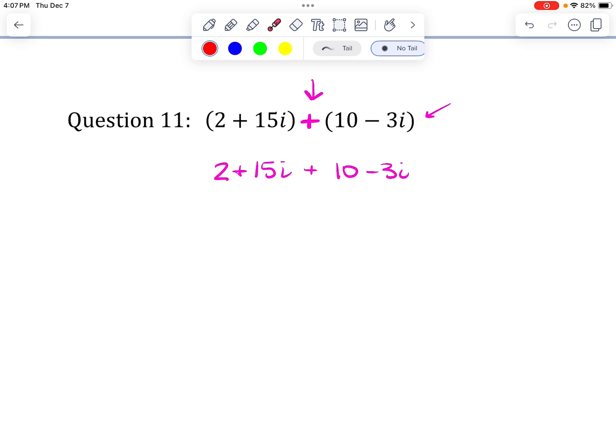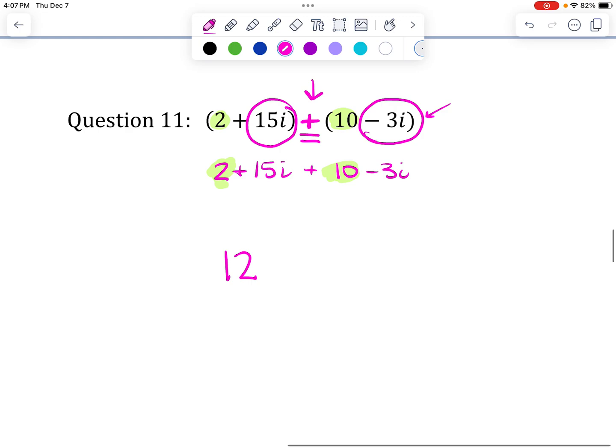So if I was being asked to add this stuff, there's no arrows, there's no rainbows, because I'm not being asked to multiply. I'm just being asked to put the stuff that's the same together. So whether you're thinking about this with parentheses or not, the stuff that's the same is the stuff that looks the same, right? The things without the i's. 2 plus 10 is 12. And 15i plus negative 3i. Well, 15 plus negative 3 is the same thing as 15 minus 3, so I know that's a 12. And that's my answer, whether you have the parentheses there or not.